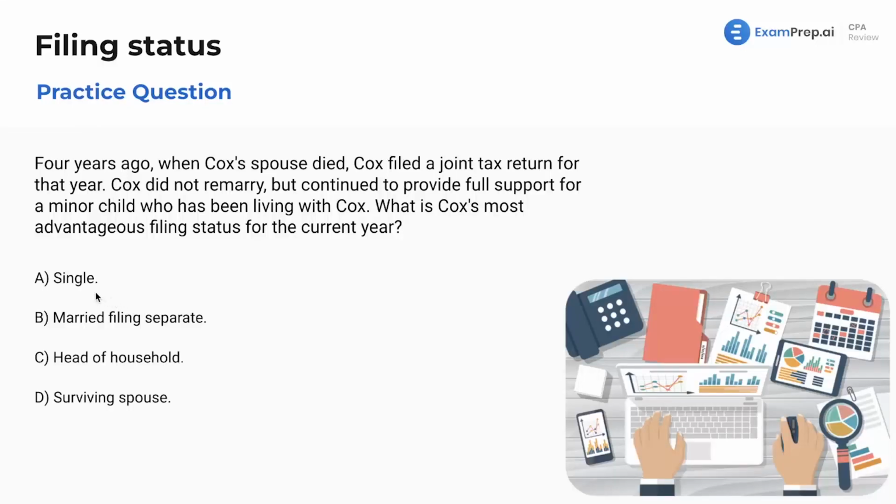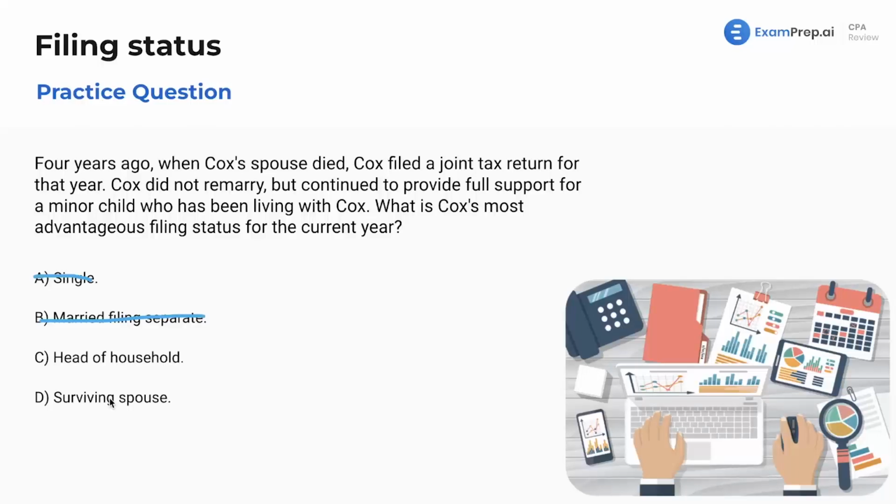Let's see, single. Well, that's not going to be the most advantageous because in the current year, this person is providing support for a dependent. So we can eliminate single. Now, in theory, I don't think the IRS is going to complain if you choose a filing status that's not as advantageous for you, but the purpose here is what is most advantageous for this taxpayer. Next, married filing separate. This is not going to be the most advantageous and also not really a choice. We are unmarried and we're providing full support for a minor child. So we are not married. We can't do that. And that just leaves head of household and surviving spouse.